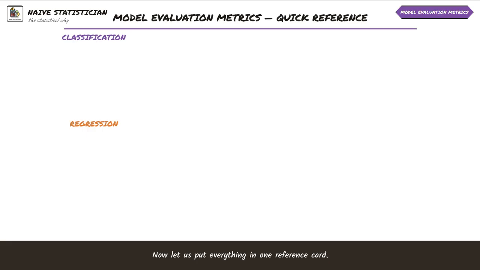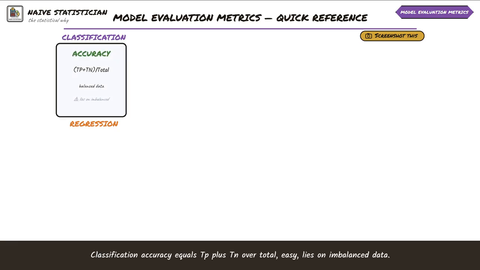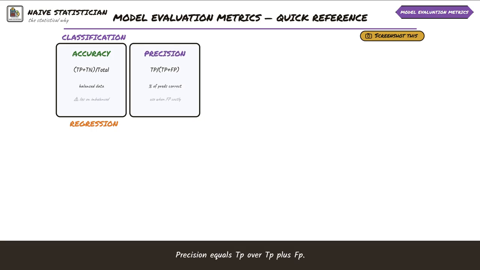Now let us put everything in one reference card. 8 metrics, 5 for classification and 3 for regression, plus the meta rule. Now screenshot this. Classification. Accuracy equals TP plus TN over total, easy, lies on imbalanced data. Precision equals TP over TP plus FP. Of your positive predictions, how many were right? Use when false positives are costly.